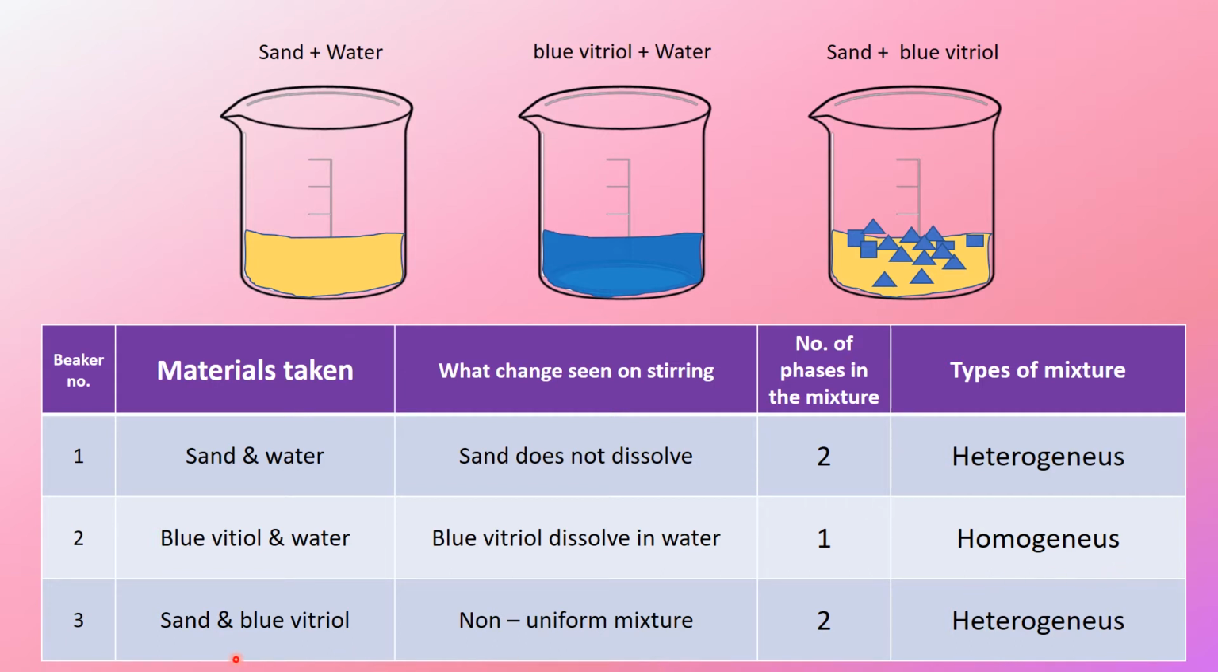And next, sand and blue vitriol, which we have taken in the third beaker. So how is the mixture here? It is a non-uniform mixture. And how many phases are observed here? 2 phases. One is of sand and the other is of blue vitriol. Therefore, this type of mixture is called heterogeneous. Where one single phase is observed, that is called homogeneous. And if 2 or more phases are observed, then it is called a heterogeneous mixture.